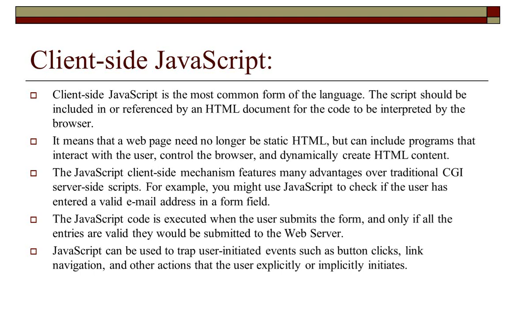The JavaScript client-side mechanism features many advantages over traditional CGI server-side scripts. For example, you might use JavaScript to check if the user has entered a valid email address in a form field. The JavaScript code is executed when the user submits the form, and only if all the entries are valid would they be submitted to the web server. JavaScript can be used to trap user-initiated events such as button clicks, link navigation, and other actions that the user explicitly or implicitly initiates.